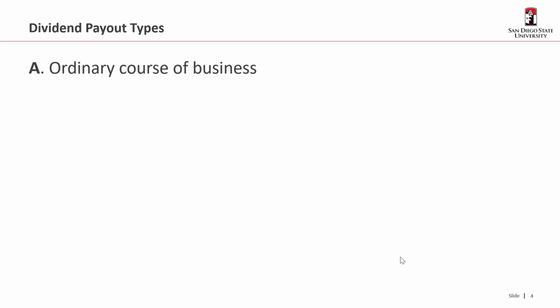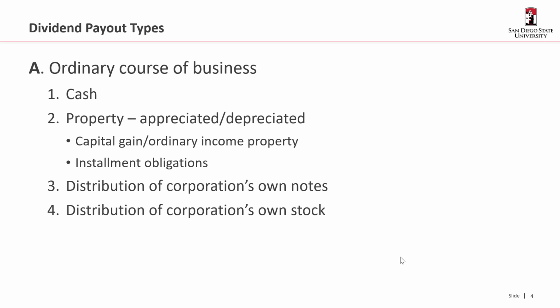All right, let's start with these dividends in the ordinary course of business. They can come in a number of different forms. A common one is cash. It can also be in property. So, for example, a corporation could distribute a piece of property.